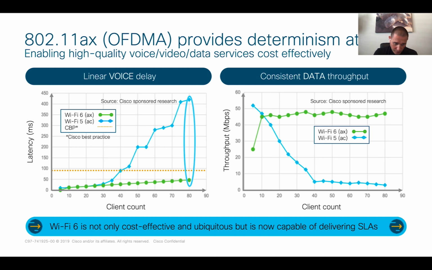So as we scale this out, you can see the blue line is 802.11ac, Wi-Fi 5, doesn't have OFDMA, has OFDM. And we look at the green line, which is 802.11ax or Wi-Fi 6. So we see we can get upwards of 80 client count and still be under the Cisco best practices for latency on voice. Very consistent.